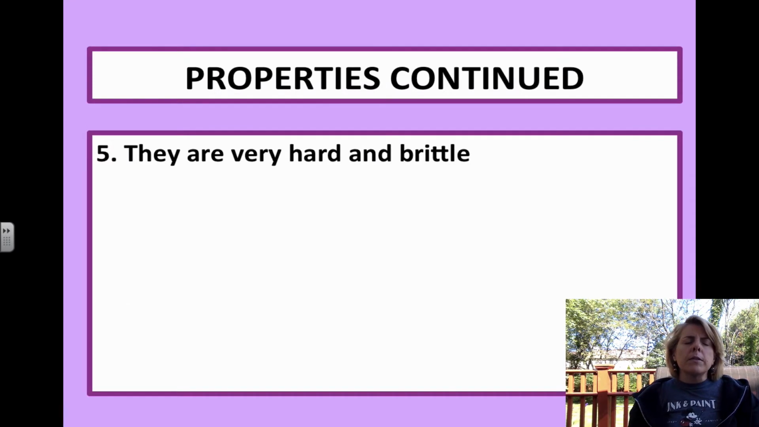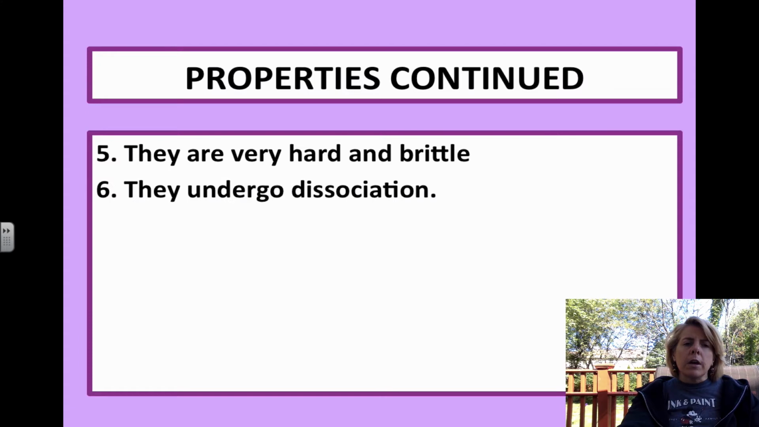Because the ionic compounds form solids, they are very hard and brittle. We're going to talk about metals and their bonding and why they have the properties that they have. As I mentioned before, the ionic compounds are soluble in water, and when they dissolve in that water, they undergo what we call dissociation, so they separate out into ions. So for salt, it would be sodium and chlorine.